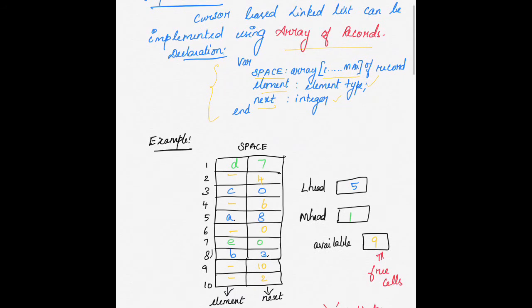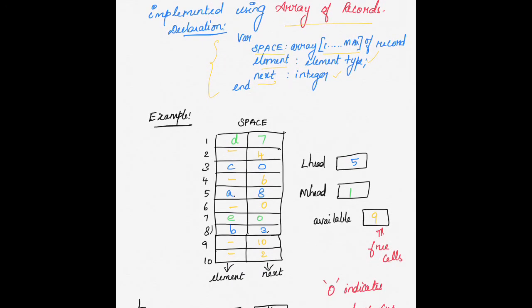This is an example of an array of records where we have two fields, one is element and the other one is next. This entire field will be called the element and this field will be called the next. All the next values are integers. We will have two lists in this particular array of records, one called L and the other called M. L head represents the start of the L list and M head represents the start of the M list.